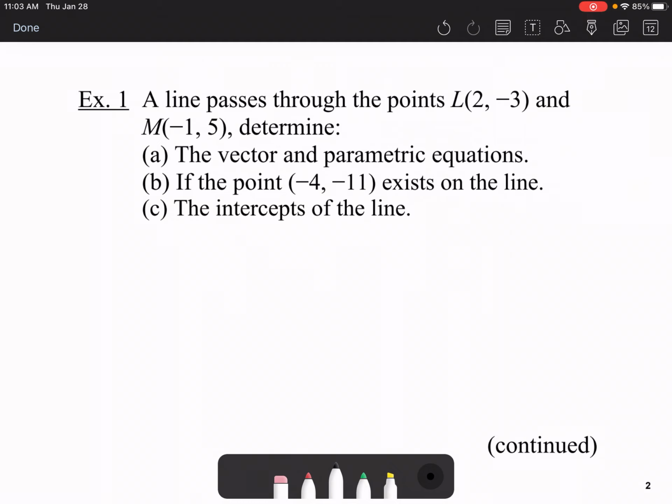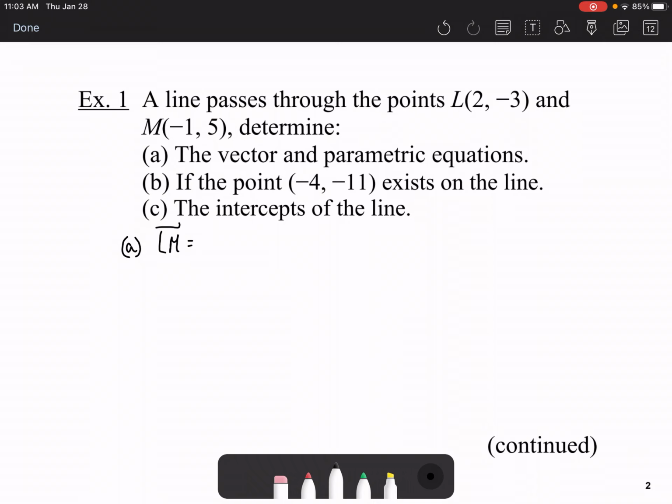The line passes through the points 2, -3 and -1, 5, listed as L and M. What we want to do is determine the vector and parametric equations. With that information, we want to see if the point -4, -11 exists on the line. And then we also want to determine the intercepts of this line. So we're going to start with part A here. To do that, we're going to find the vector LM.